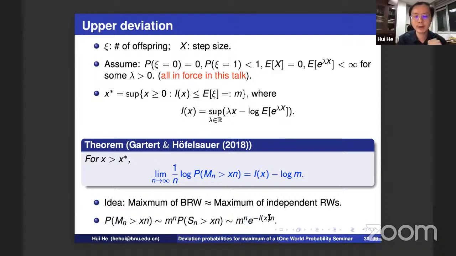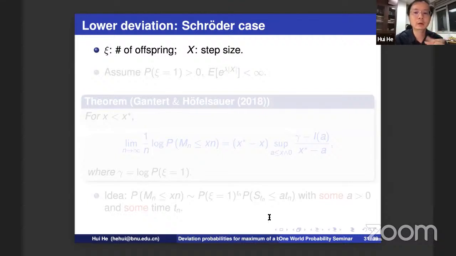So this is just a rough idea for this result, and this is for the case of upper deviation. And then we shall turn to the case of the lower deviation. We still denote by Kc the number of offsprings and x the step size. However, the case of lower deviation is much more complicated. There are several subcases that should be considered.